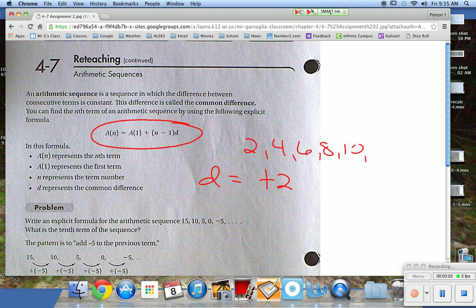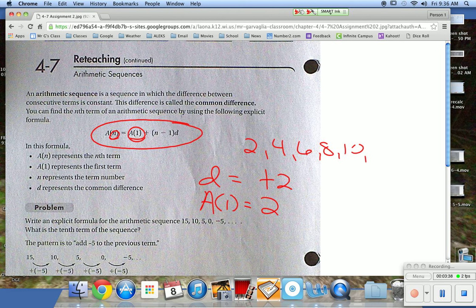That's my A1, that's the first term in my sequence. What's my first term in this sequence? 2. All right. Let's say I have 15 numbers here. I don't have to keep on adding 2 to it each time. I can figure out what it is, and that's what that n is. I'm going to look for the 15th term.